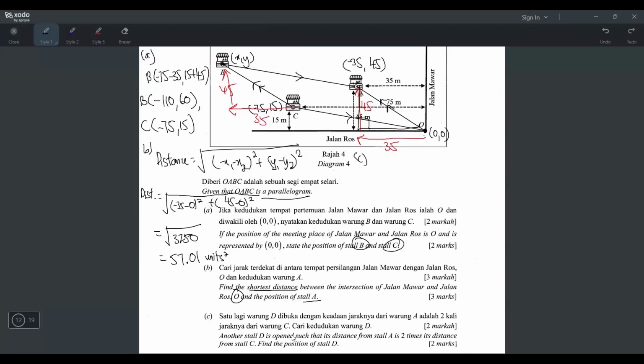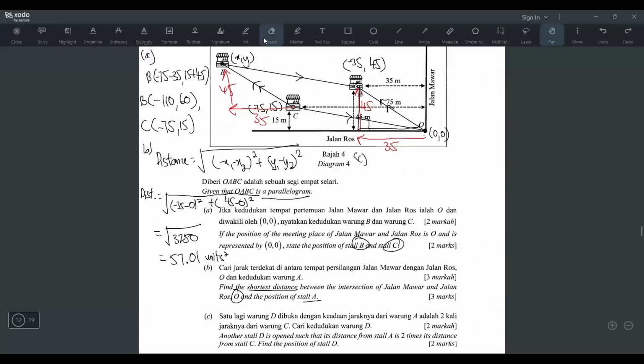The schema only shows you one of the answers, but actually there are 2 answers. Okay, let me explain. So C says what? Another stall D is open. You can see stall D is not in the diagram. The diagram only has ABC stalls. So D is a new stall, such that the distance from stall A is 2 times the distance from stall C. Find the position of stall D.